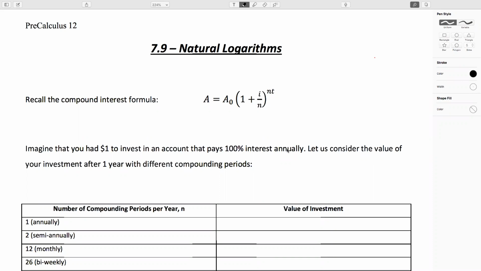So today we're going to tackle the last section out of chapter 7. So it's the last day of new material on logarithms. The topic of today is called the natural logarithm, and the idea is that we're going to define a special number.